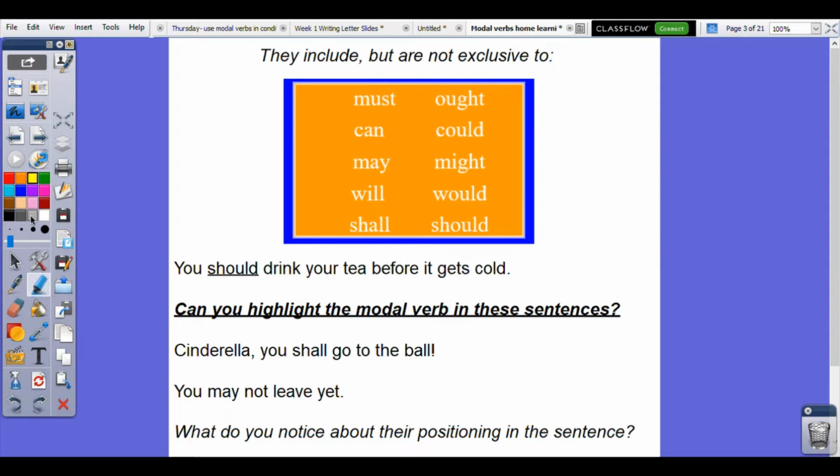Good if you spotted shall and may. What do you notice about their position in the sentences? So well done if you notice that a modal verb goes before the verb. Okay, it goes before the verb.